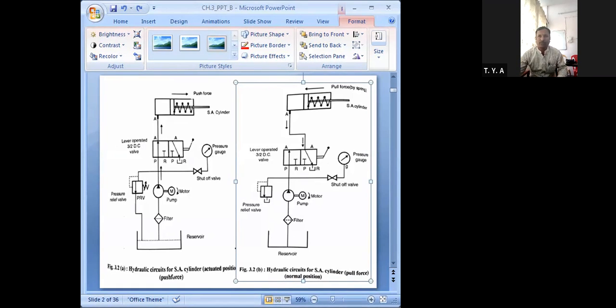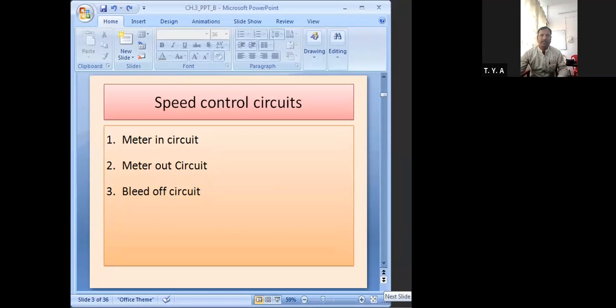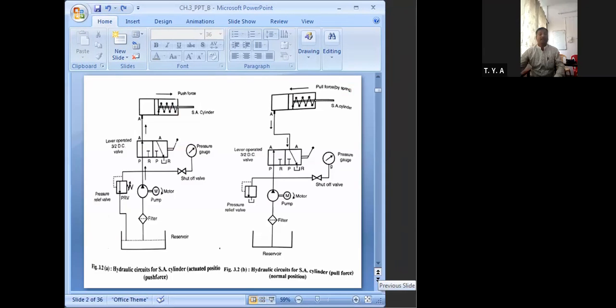Another one I will show. Now before going to the speed control circuits, that means meter in, meter out, and bleed off, I will show one small video regarding this one.